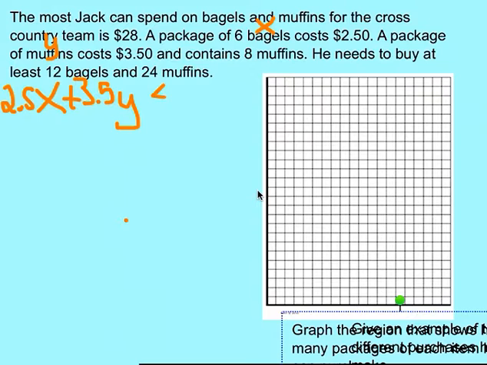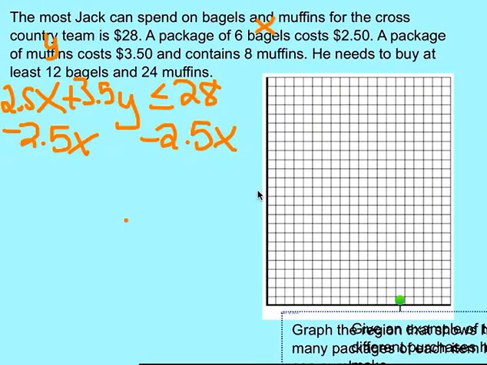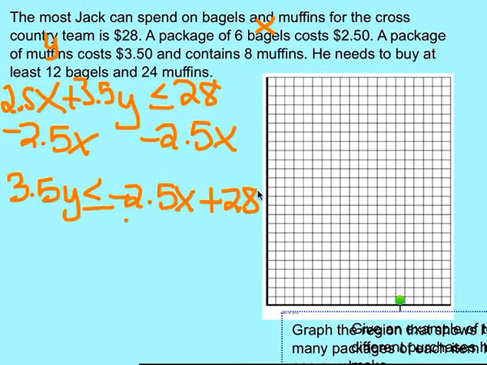Then we need that to be less than or equal to 28. Now remember that when you are budgeting, you always want to have less than that amount. You cannot spend more than that. So I need to solve for y. The first thing I'm going to do is subtract 2.5x over to the other side. Then I get 3.5y is less than or equal to negative 2.5x plus 28. Then we're going to divide both sides by 3.5.